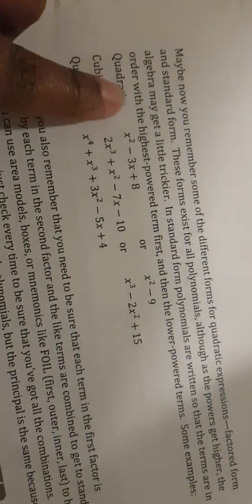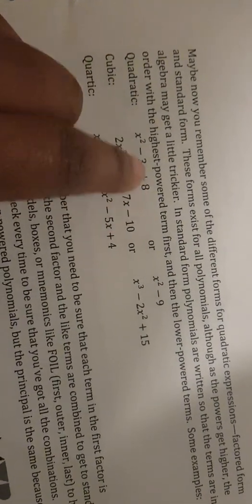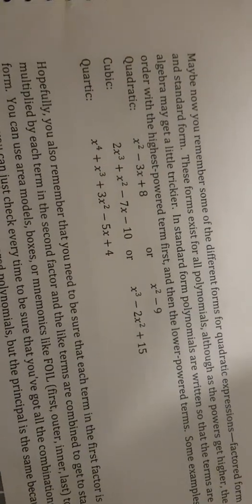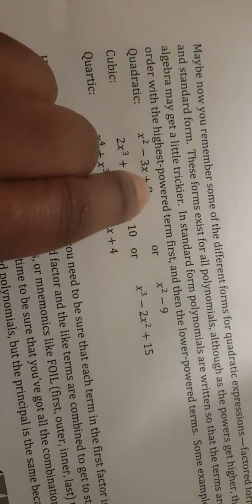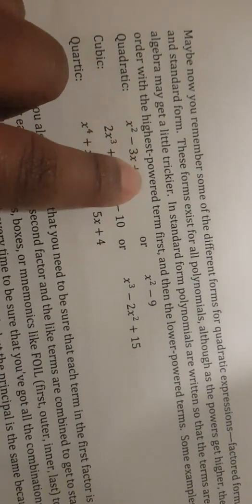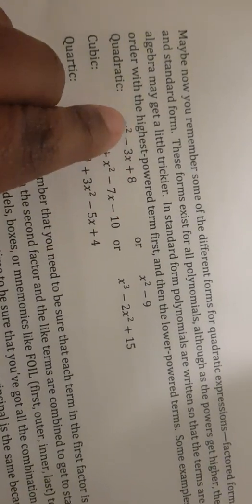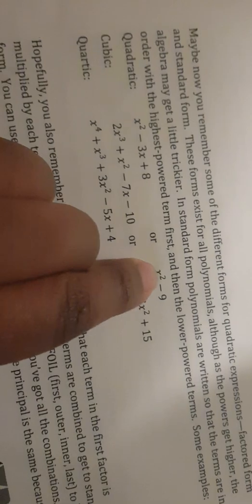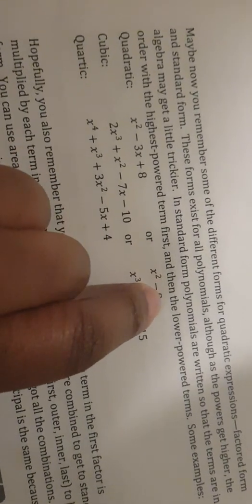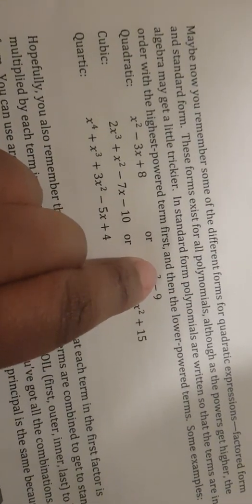So it's from the highest to the lowest. If you look, for example, this is a quadratic. This x has a power of 2, this has a power of 1, and this has a power of 0. So 2, 1, 0. It goes from big to small. Or it could be like this. For example, this power right here is 2, and then this power here is 0. It's still going from big to small.